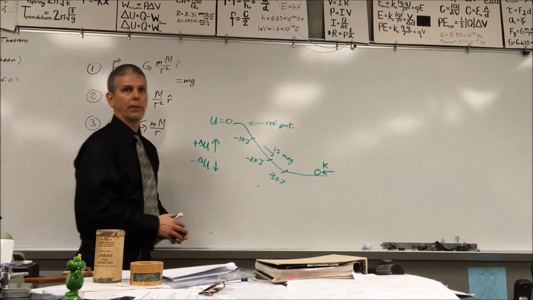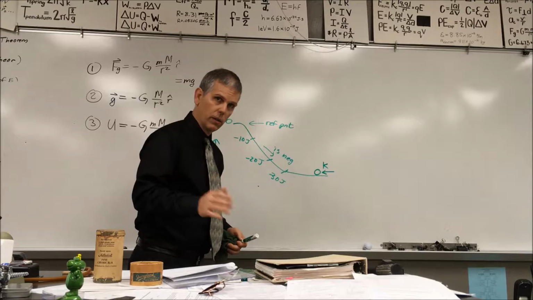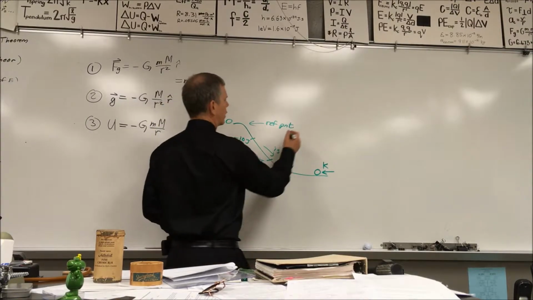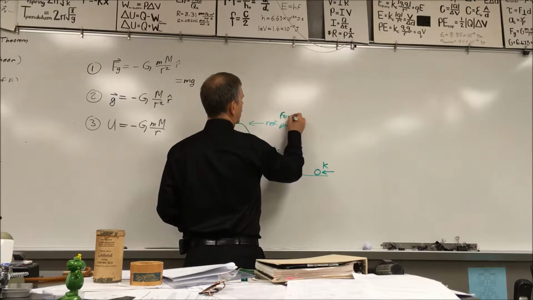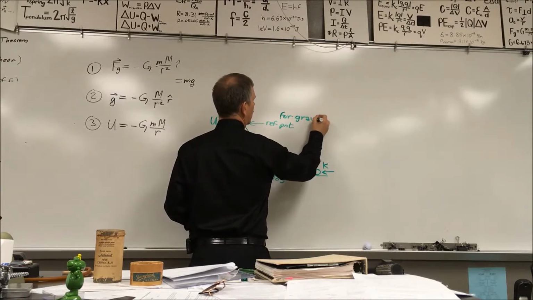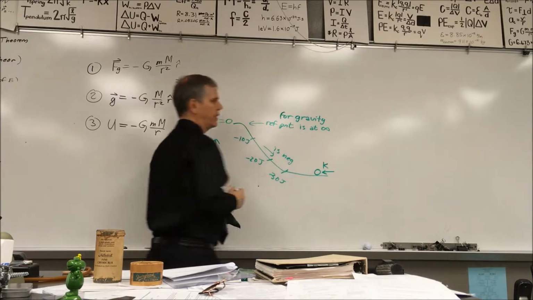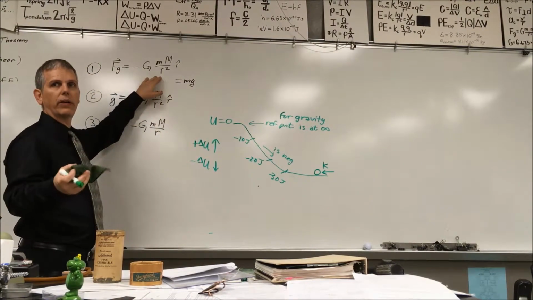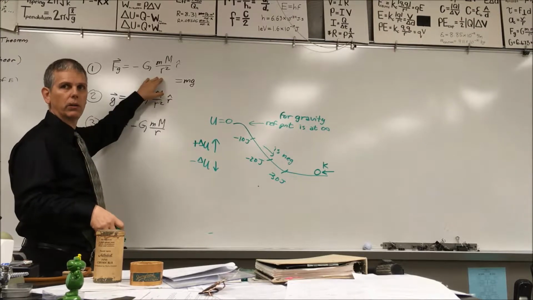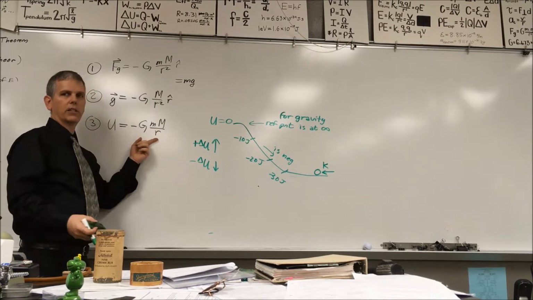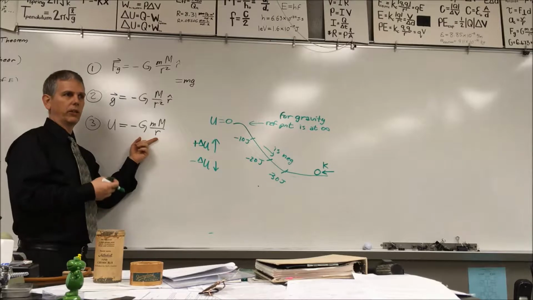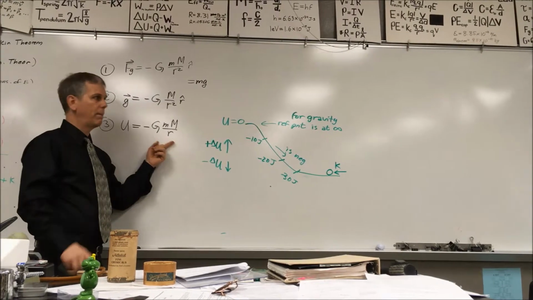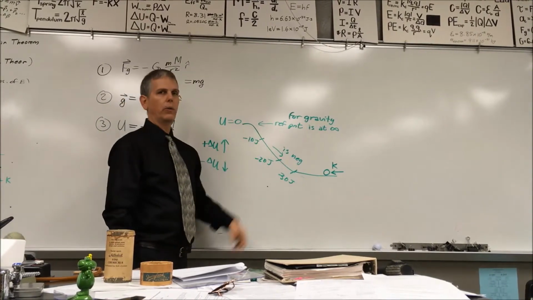This is the idea of a ramp, but for gravity, this reference point is at infinity. Why is that true? Well, we'd agree that as r gets bigger, the gravitational force gets smaller. Likewise, as r gets bigger, the potential energy approaches 0. Do we all agree with that? So we're going to pick this to where our reference point is 0, which is at infinity.